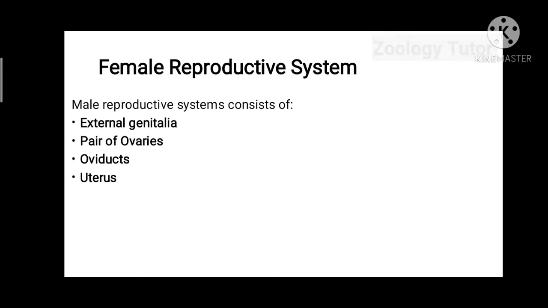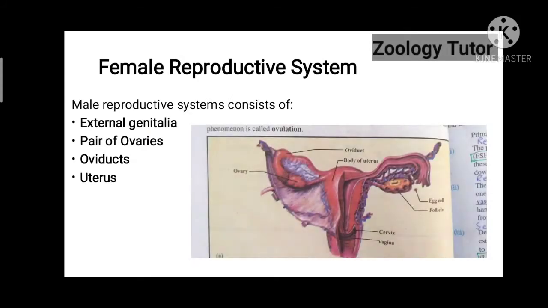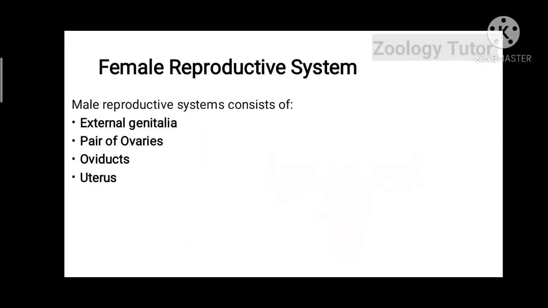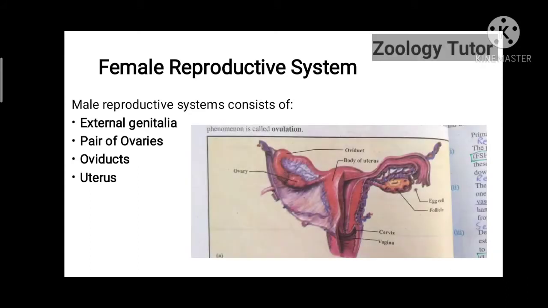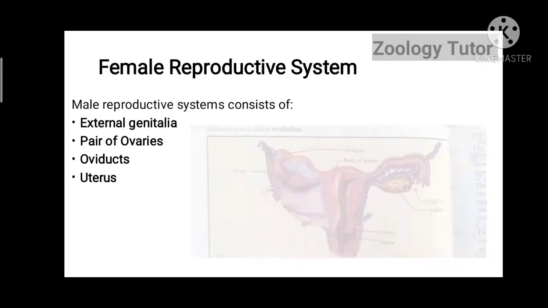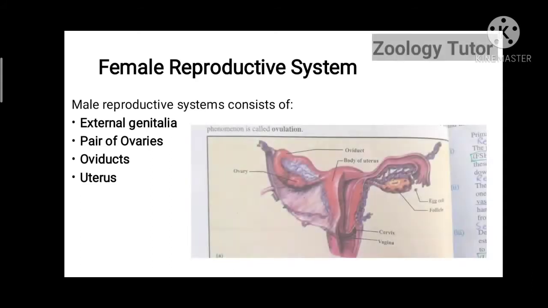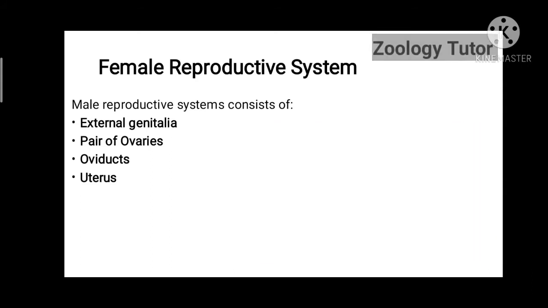Then the female reproductive system consists of 4 main parts. We already discussed external genitalia in male. It's also present in female. Then in males we have a pair of testes. Here we have a pair of ovaries. Then in ducts we have here oviducts and then the uterus.